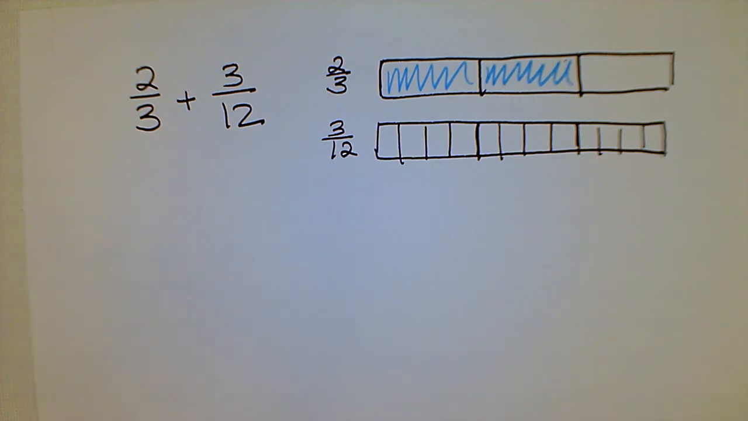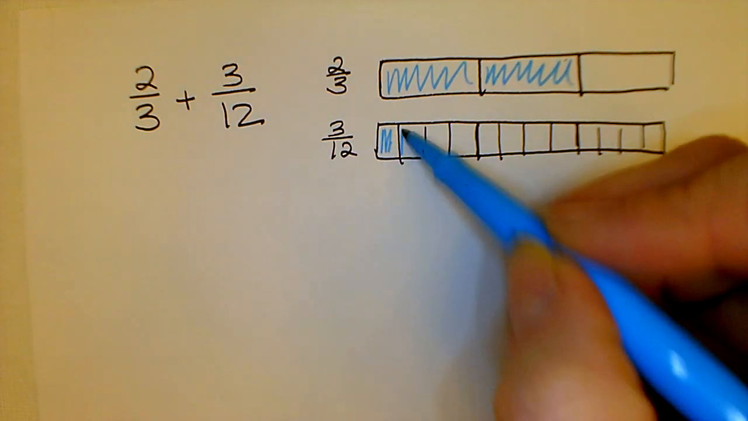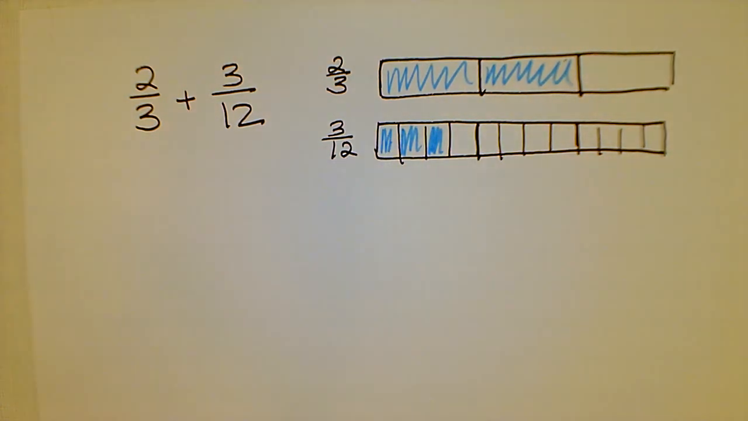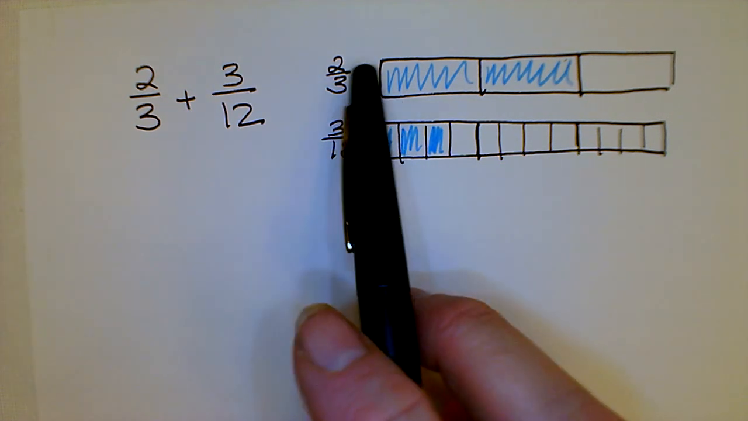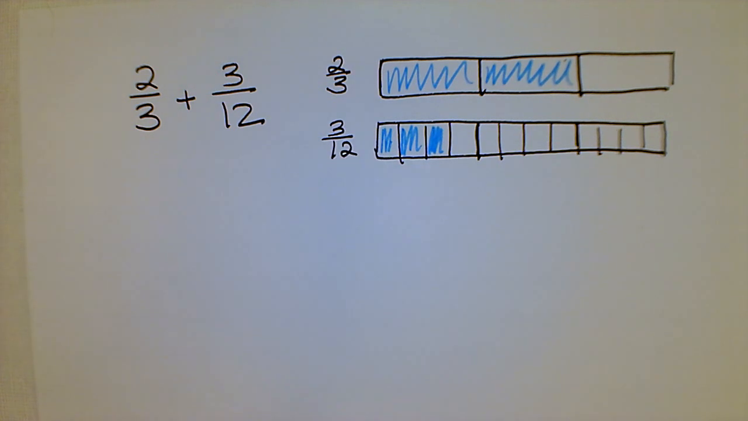Okay, so now that I cut that up, I need to color in 3 of them to show that I have 3 pieces. That's my numerator. It says how many of the pieces we actually have or should be shading in. So now for me to be able to add thirds and 12ths, I need to decompose those thirds into 12ths.